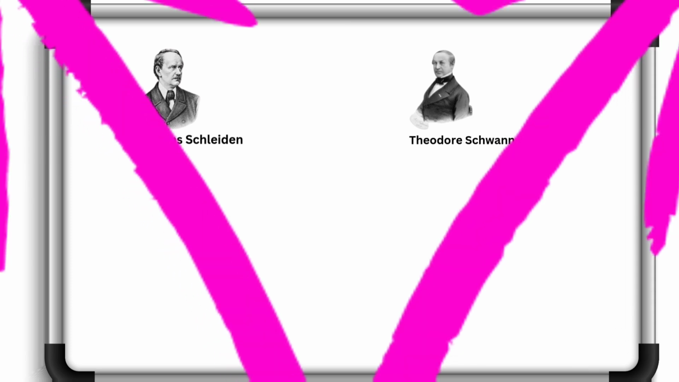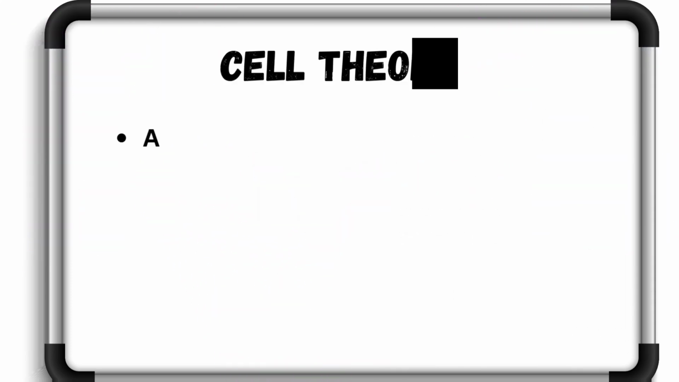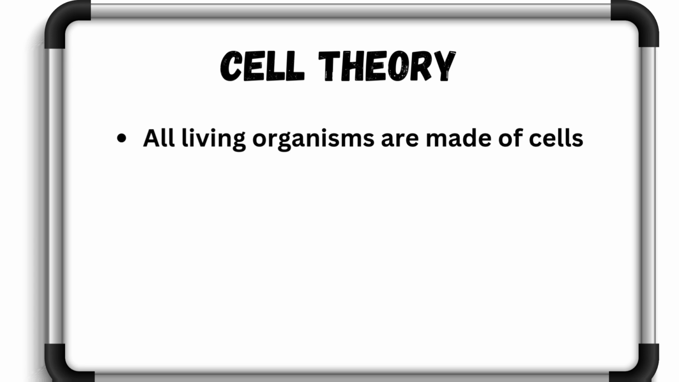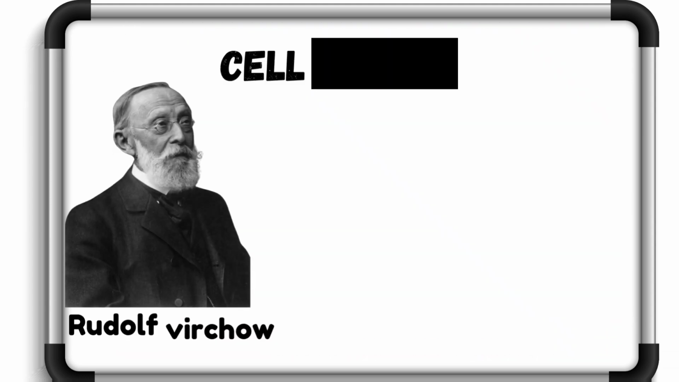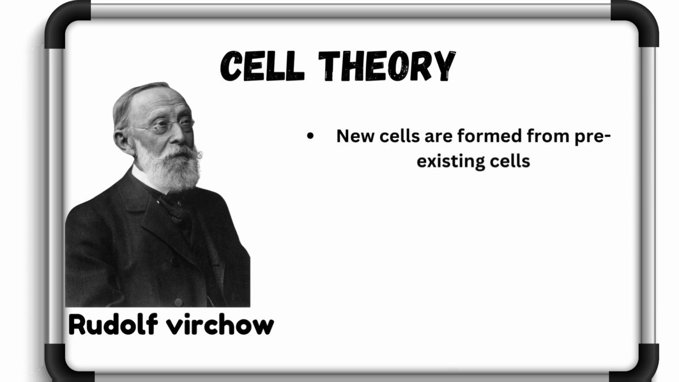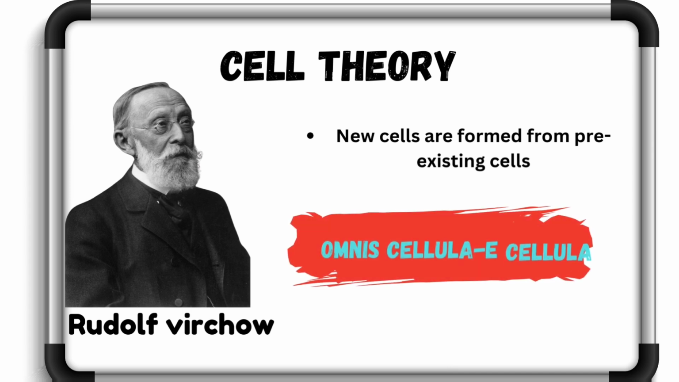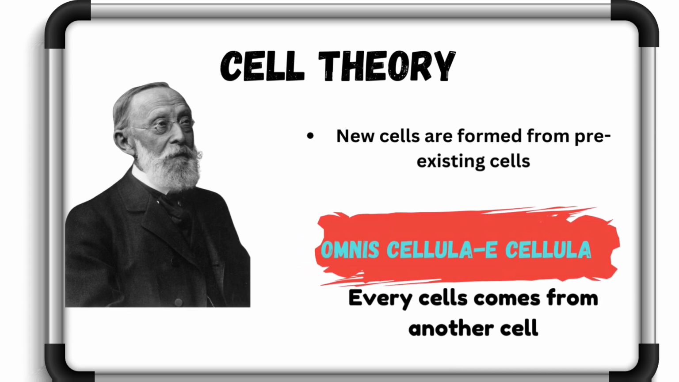Their combined research led to the formation of the cell theory, which states that all living organisms are made of cells. But there was one big question left unanswered. How do new cells form? In 1855, Rudolf Virchow provided the missing piece of the puzzle. He proposed that new cells arise from pre-existing cells, summarizing it in the famous phrase, omnis cellula e cellula, which means every cell comes from another cell.